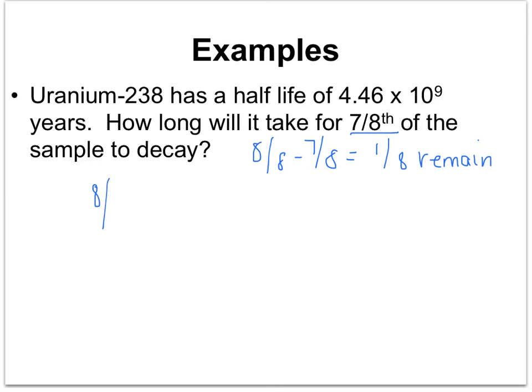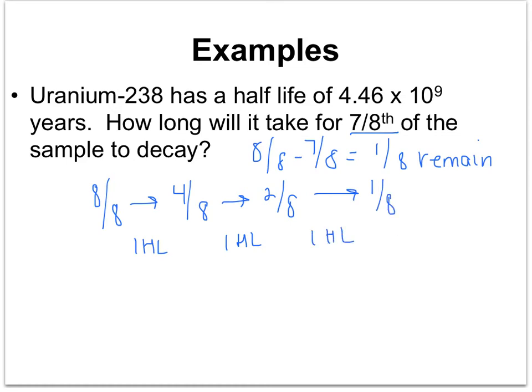Remember that the sample size is going to cut in half each time it goes through a half-life. So 8/8 becomes 4/8, and that is 1 half-life. 4/8 becomes 2/8, so that's another half-life. 2/8 becomes 1/8, and that's another half-life. So that means we went through a total of 3 half-lives.